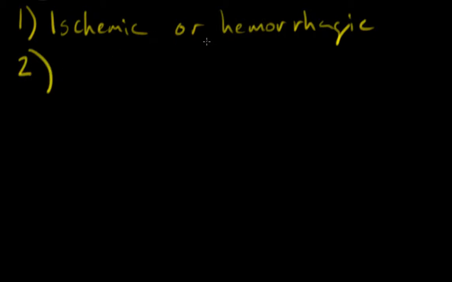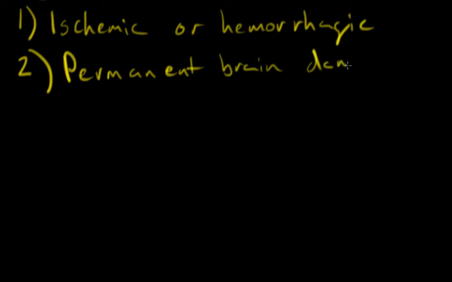Or is it even a stroke? That's also something you have to consider. It could be another condition like seizure or syncope, which is passing out. Second thing you want to consider, and always have this in the back of your mind, is there going to be permanent brain damage? And what kind of damage will it be? So just keep these two concepts in the back of your head while you're bringing in a patient.